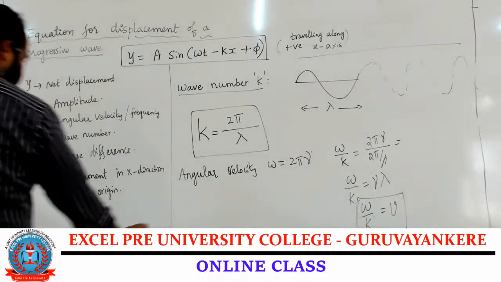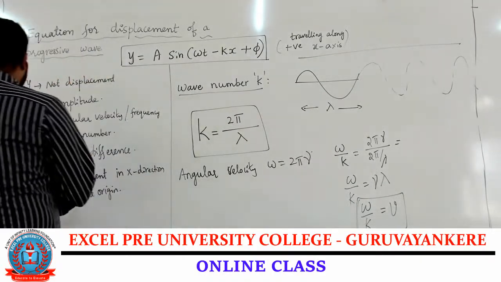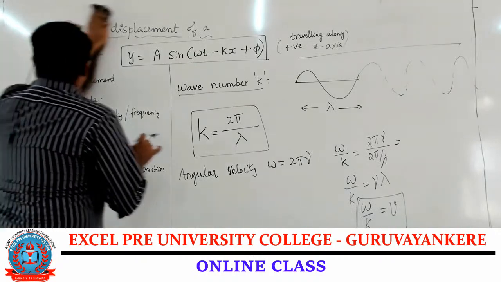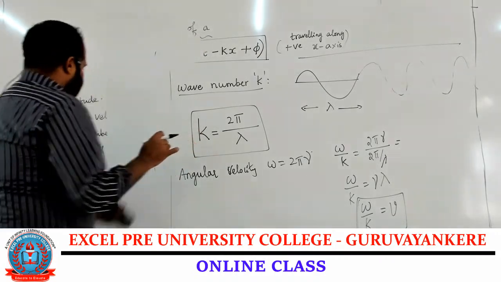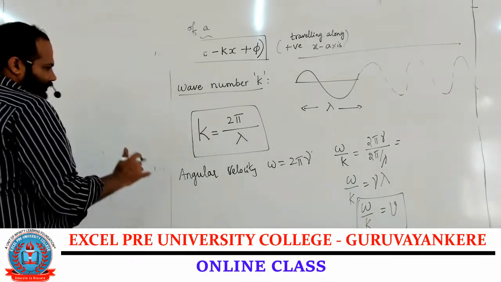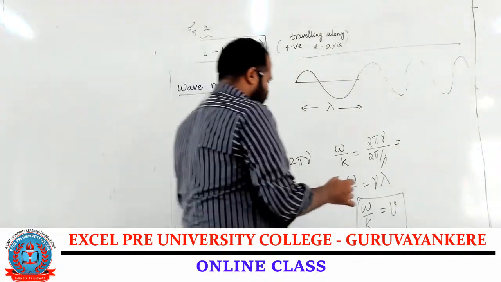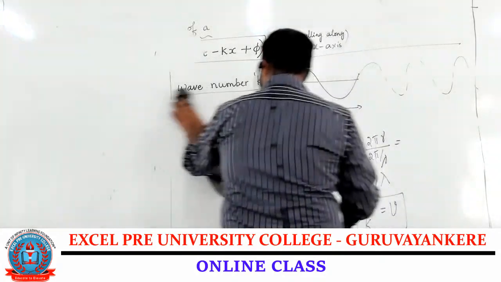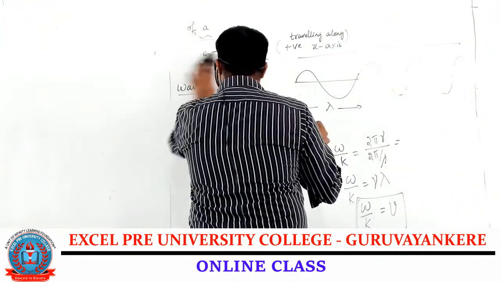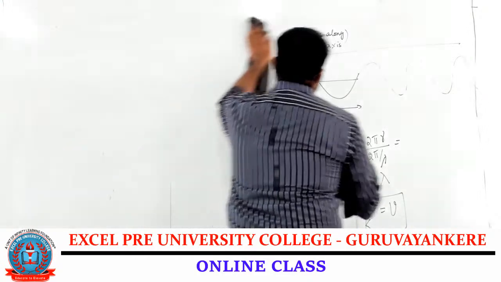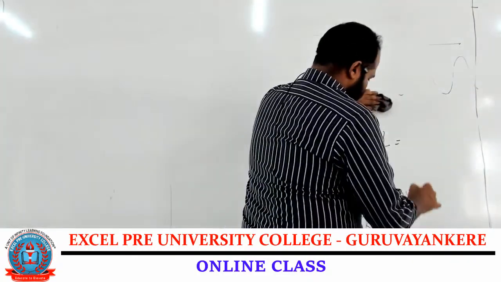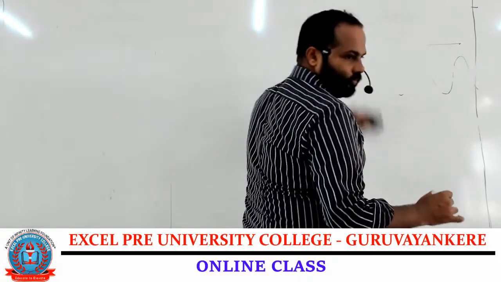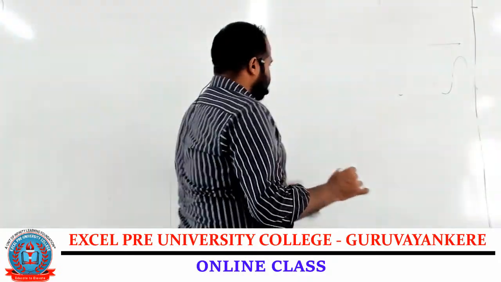Okay, next we shall move on to velocity of a progressive wave. Velocity of a progressive wave is also given by omega by k. This we have done already. Omega by k. Hope all these things are clear to you.